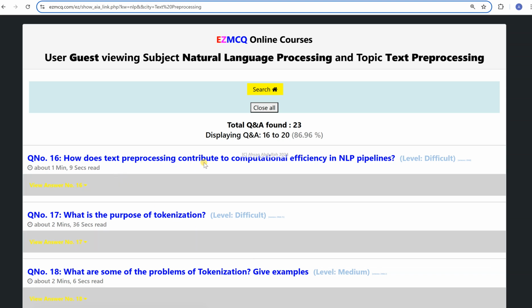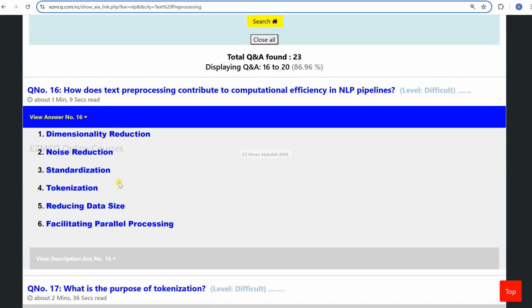How does text pre-processing contribute to computational efficiency in NLP pipelines? Now we're looking at computational efficiency. Of course, as we mentioned, normalization, which is part of pre-processing, results in the reduction of dimensions. So when the dimensions are reduced, the problem complexity is reduced. We don't fall prey to the curse of dimensionality. And then there is noise reduction. When the noise is reduced, the quality of the results increases. Standardization also leads to better quality results. Tokenization gets better, reducing data size. So the space complexity is also reduced, and parallel processing is facilitated.